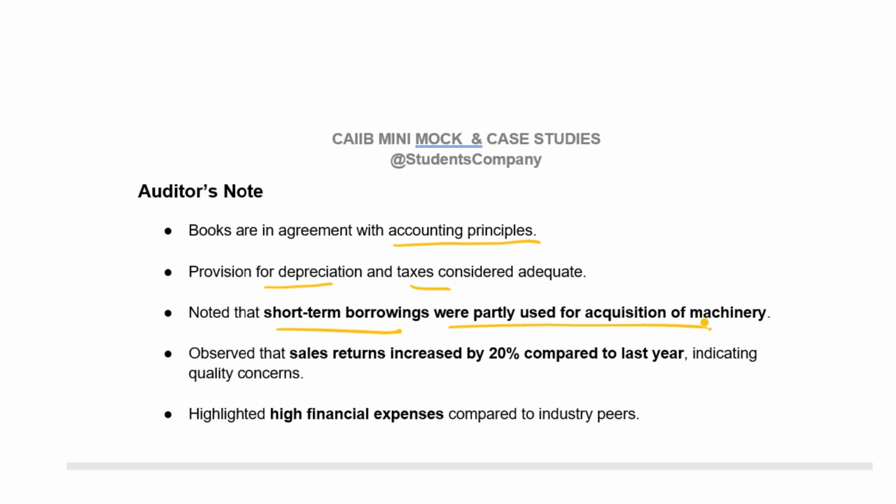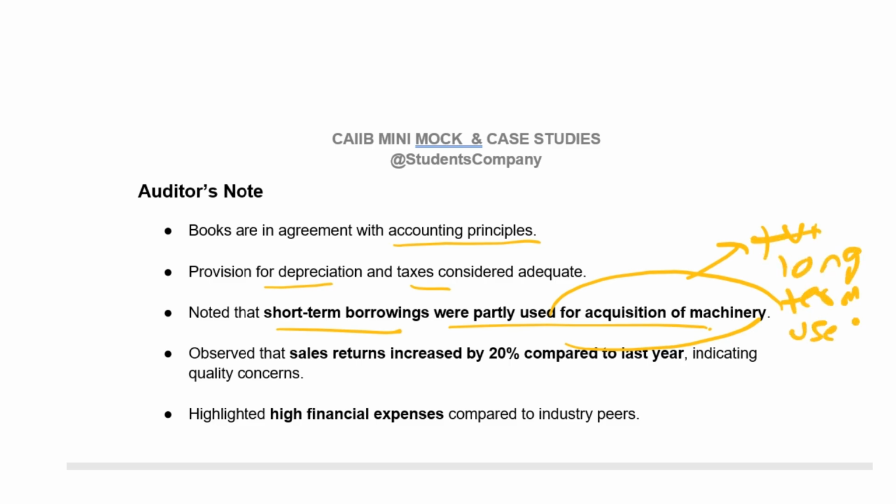This is kind of a red flag, because if you have gone through the balance sheet, you will know that short-term borrowings are current liabilities. That means these are loans which have to be repaid in another 12 months. You have to pay them back within a short span of time. And now what they have said is that this short-term fund was used for buying machinery, which is a long-term use.